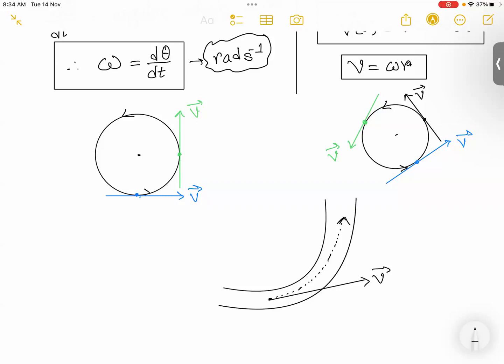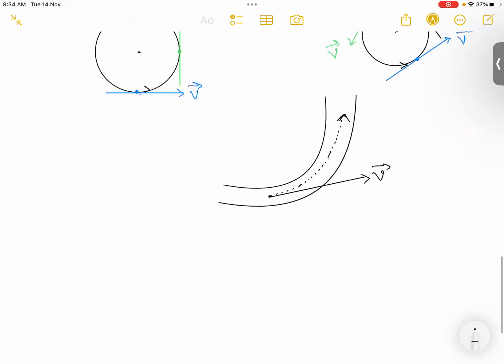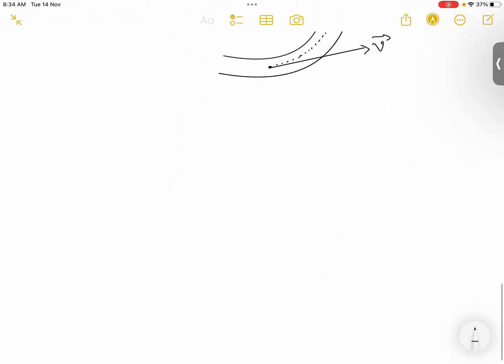Because whenever you are trying to turn, your inertia lets you move in the tangent direction. But then you brake and lean a bit, and then go circular. Is it clear? Yes, sir. Okay, so we talked about this motion.